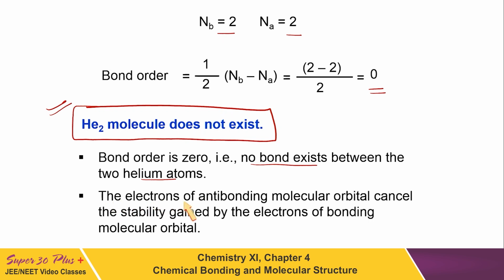The electrons of anti-bonding molecular orbitals cancel the stability gained by the electrons of BMO. So whatever stability was gained by the electrons of BMO, in this case of the He2 molecule, it is absolutely cancelled by the electrons of ABMO, and in total bond order becomes 0.